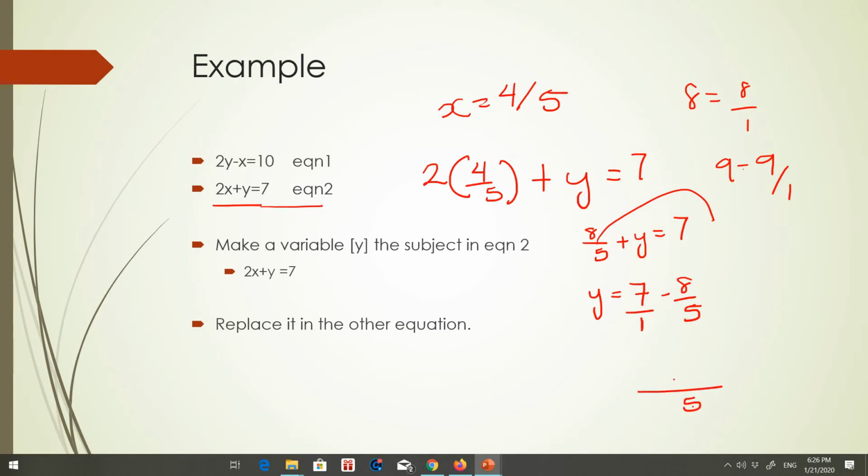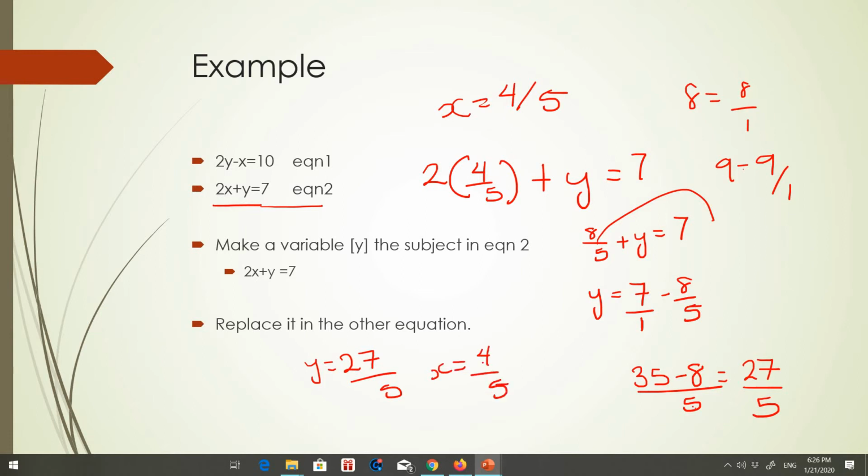5 divided by 1, that's 5 times 7, 35. 5 divided by 5, that's 1 times 8. That's 8. So we're left with 35 minus 8, and that should give me 27 over 5. So I should have y is 27 over 5, and x is 4 over 5.